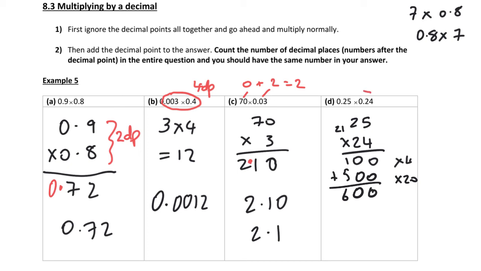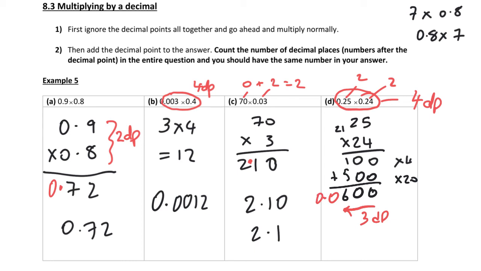Now we need to do our decimal points. In the question, 0.25 times 0.24, we can see there's a total of 4 decimal places. 2 from the 0.25 and 2 from the 0.24. In our answer, we always count from the last digit. So here we've got a total of 3 decimal places. So we need to put in a 0 in front of the 6 to make a fourth.